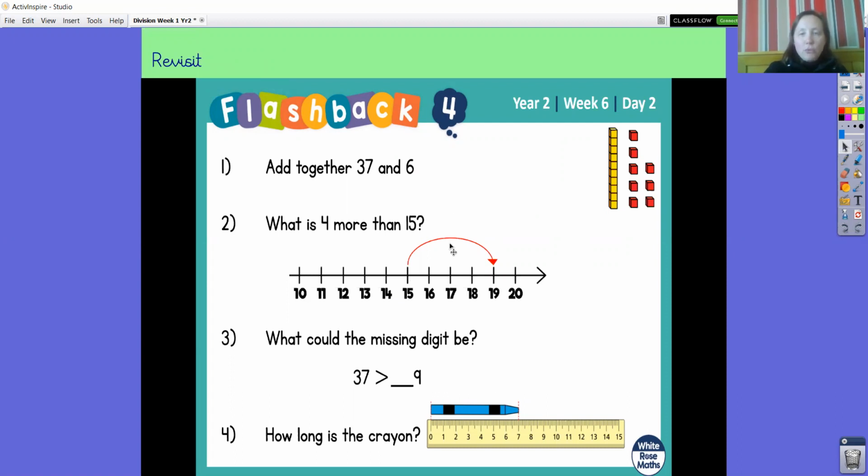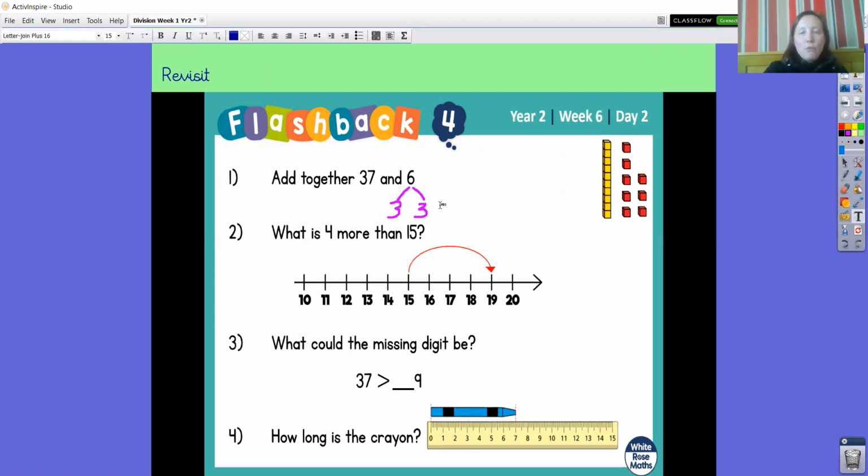So brilliant. So we have got add together 37 and 6. Well, I'm going to just partition this 6 into 3 and 3 using that doubling we did yesterday and halving, because 37 and 3 more make 40 and 3 more make 43. So 37 add 6 is 43. So what is 4 more than 15? So we can see 15 and 4 more jumps, 16, 17, 18, 19. 4 more than 15 is 19.